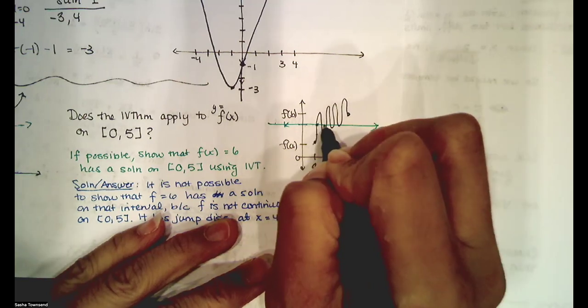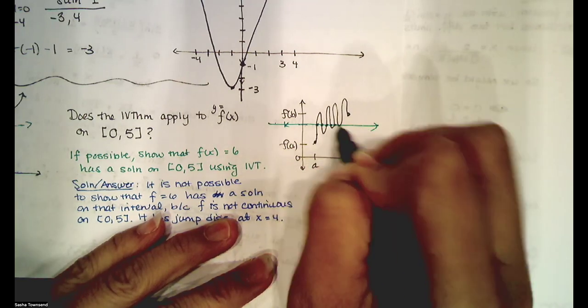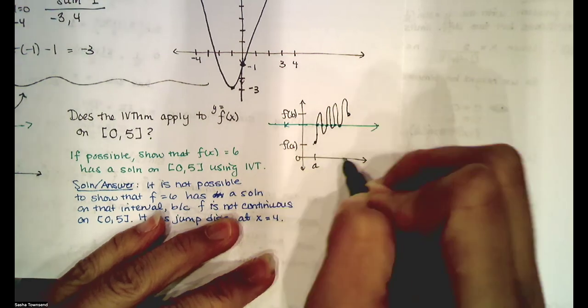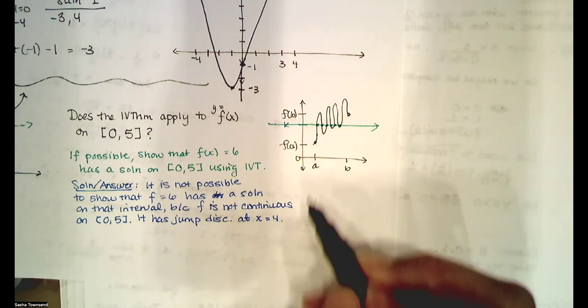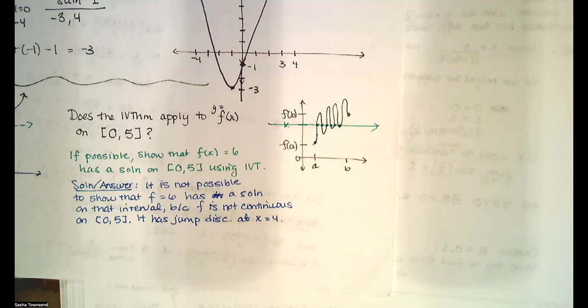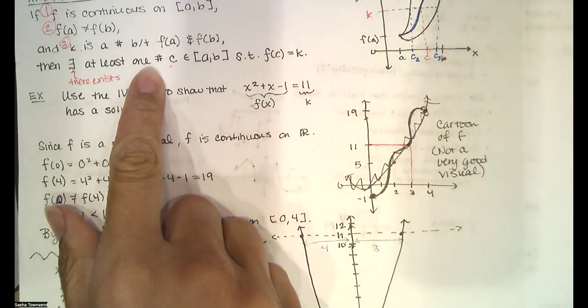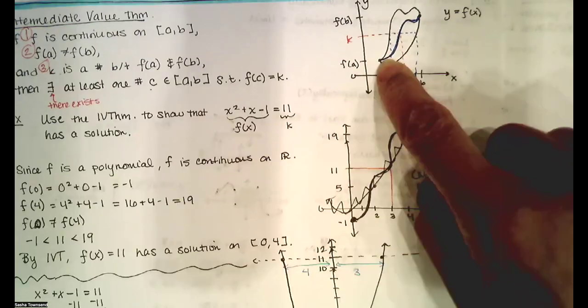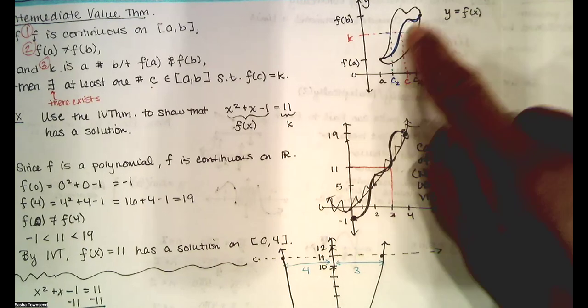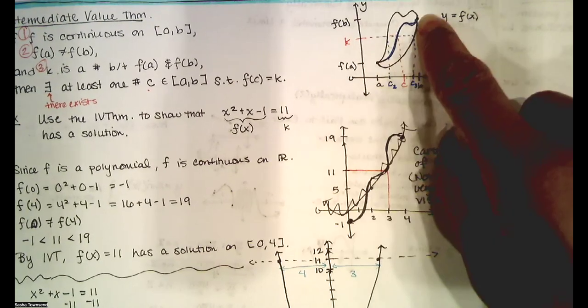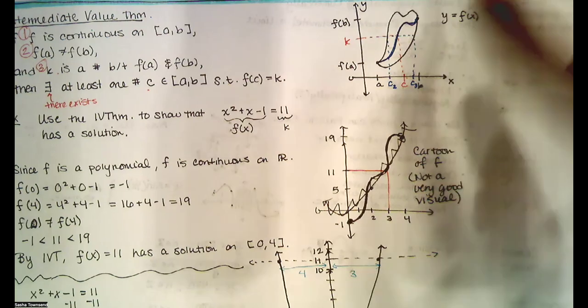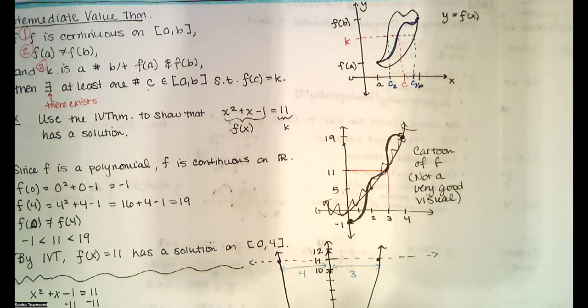that k value crosses 1, 2, 3, 4, 5, 6 times. So there would actually be 6 x values on the interval from a to b that would all map to the same y value. The theorem just says that we get at least one of those. Because if it was just a line segment, that line segment would pass through the horizontal line y equals k at least once.